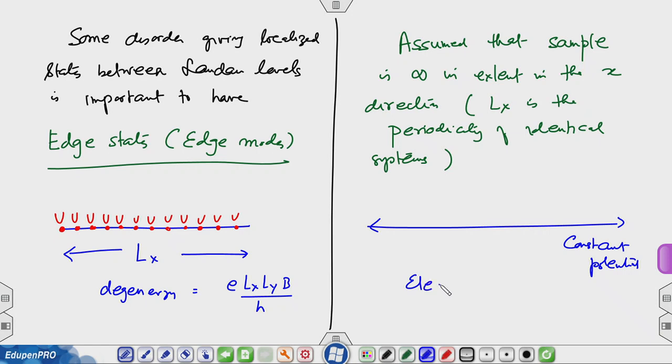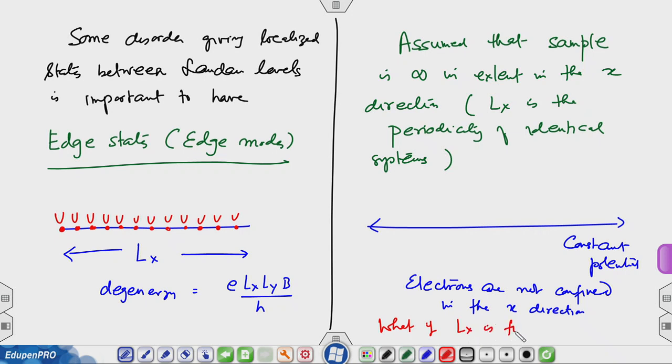So, electrons are not confined in the x direction. But what happens if the size of the sample is finite? What if Lx is finite? Well, Lx is finite because this is periodicity, so this is a wrong question to ask. What if the sample has finite length?